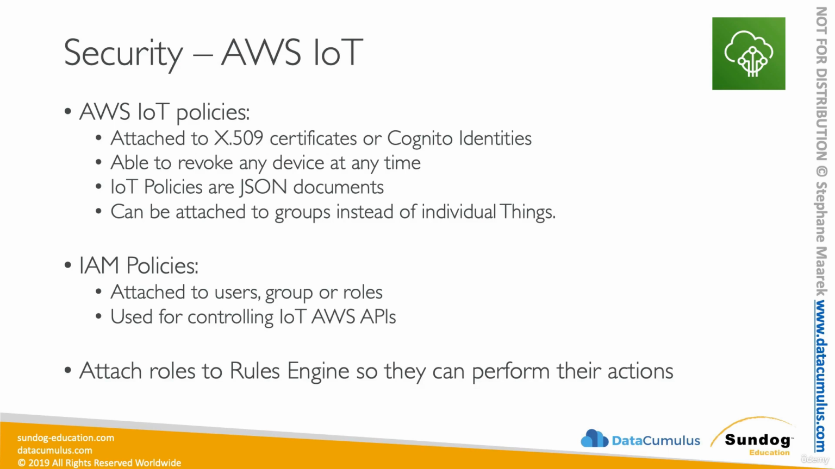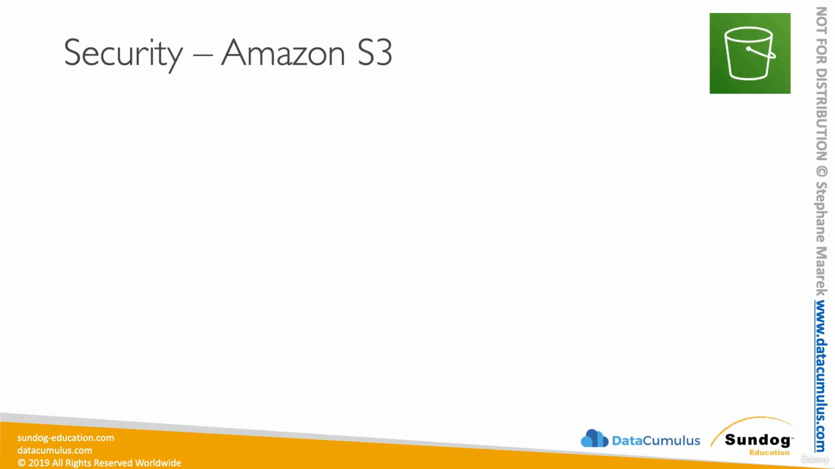And then you attach roles to the rules engine so that they can perform their actions. So if your rules engine action is sending data to Kinesis, you need to attach an IAM role to that rule, basically so it can perform its action and actually send data to Kinesis. Okay. Now S3, we've seen the security of S3 so many times, but one more time.